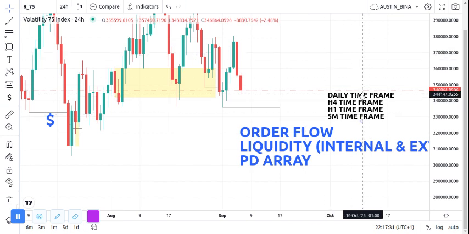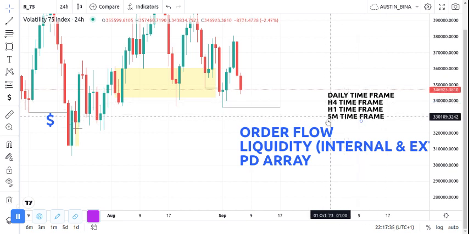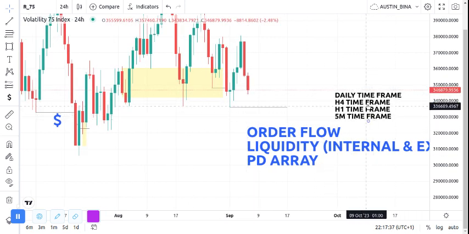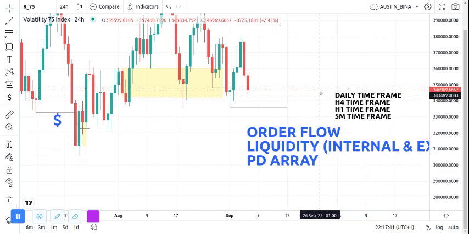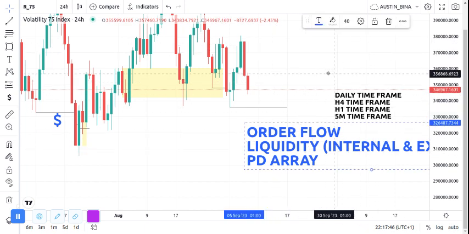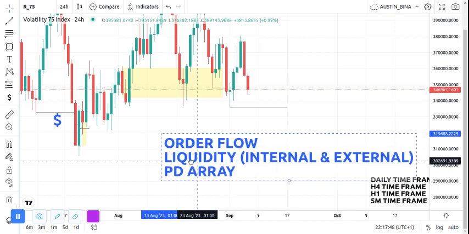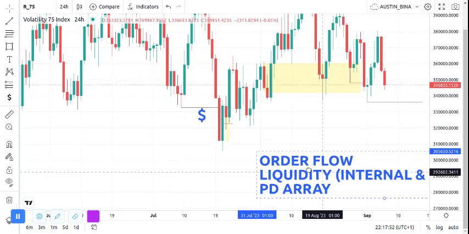We are going to be making use of the daily time frame, the H4 time frame, the 1 hour time frame, and the 5 minute time frame. Personally, I love using the daily, the 1 hour, and the 5 minute time frame. The 5 minute time frame is for entry. So let's quickly take a look at an example right here.